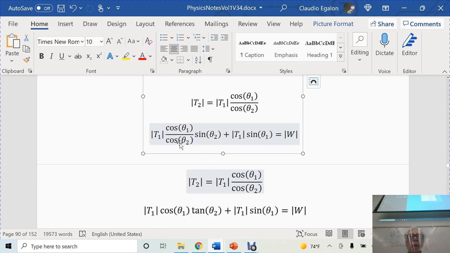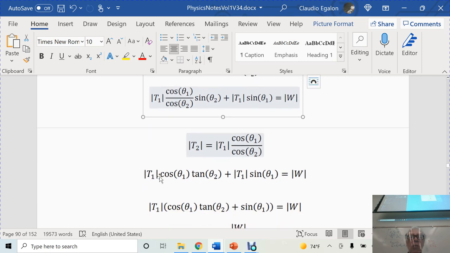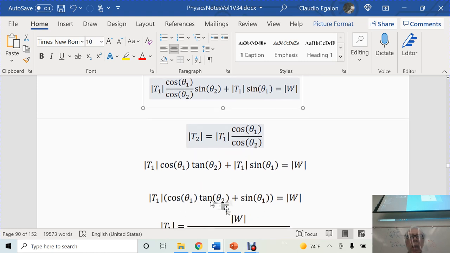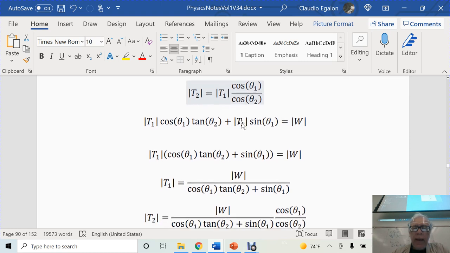So sine divided by cosine is tangent. In this case, it's theta 2. And I'm going to solve for T1, put T1 in evidence. That's what I did here. And that's what we get for T1. And then we feed T1 right in here for the equation for T2. Did I do that? Yes, I did that.